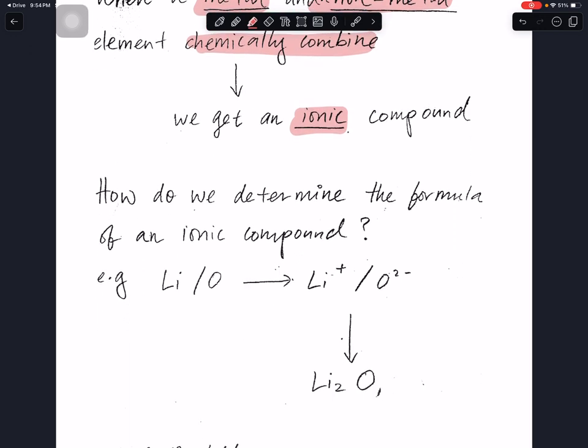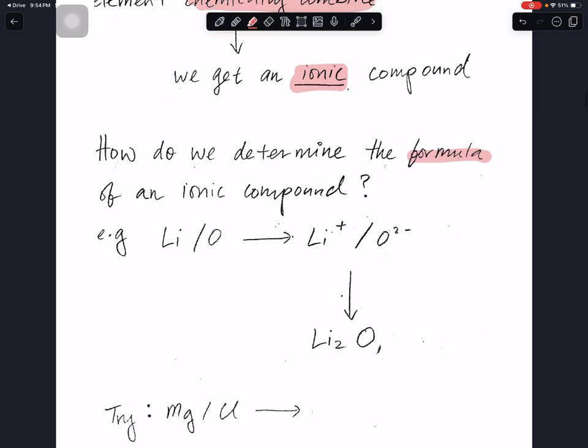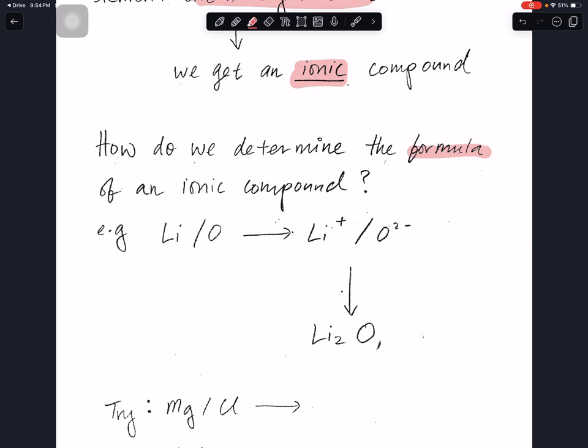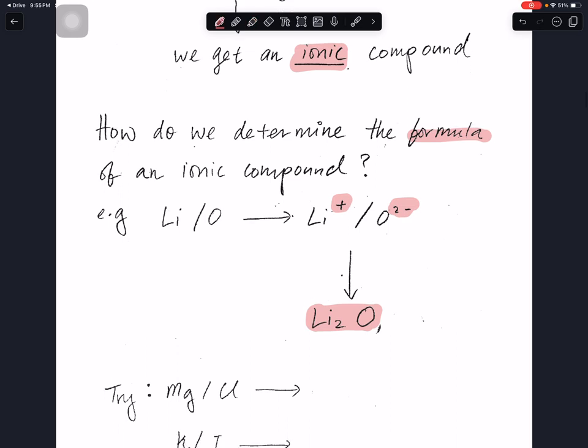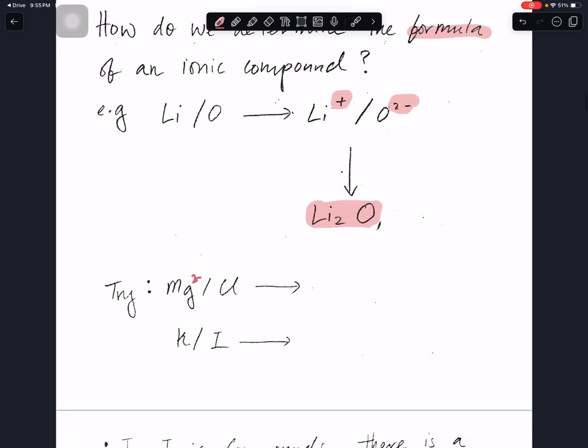So the next question here is, how do we determine the formula? Prior to this, we have already learned chemical formulas. For example, if you have lithium and oxygen, we know that lithium will be plus, oxygen will be 2 minus. When you want to combine these two, you will need Li2O. So you need 2 lithium to combine with 1 oxygen. Likewise for Mg, you have Mg2+ and Cl-, K+ and I-. So the formula will be MgCl2 and KI respectively.